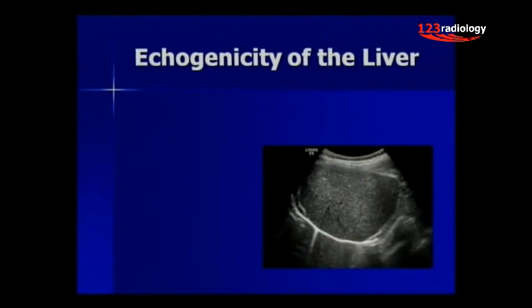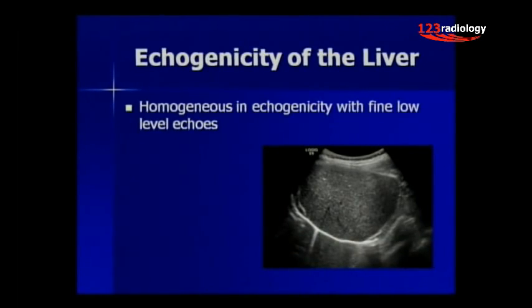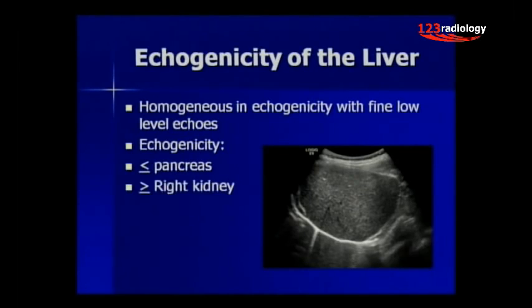So echogenicity of the liver. The liver is homogeneous in echogenicity, and it has fine low-level echoes. When we talk about echogenicity of a structure, we talk about it relative to other structures, either adjacent structures or others. So in talking about the liver, when we compare it to the pancreas, it's going to be hypoechoic or isoechoic to the pancreas. It's going to be hyperechoic or isoechoic relative to the right kidney. And it's always going to be hypoechoic to the spleen.